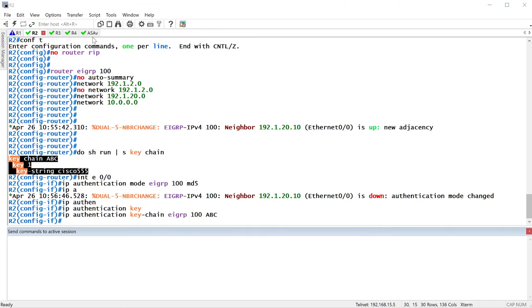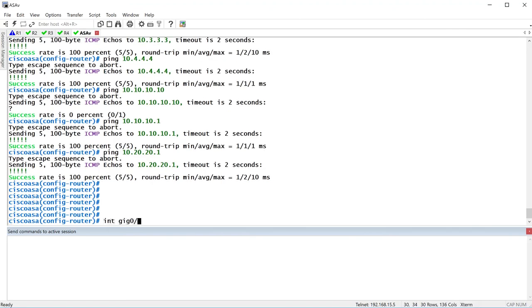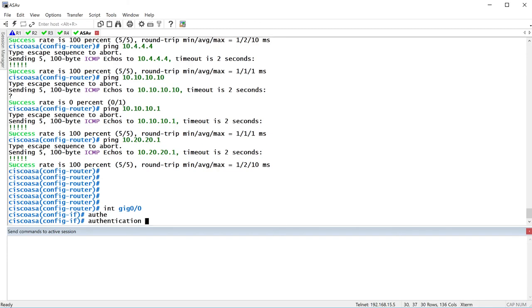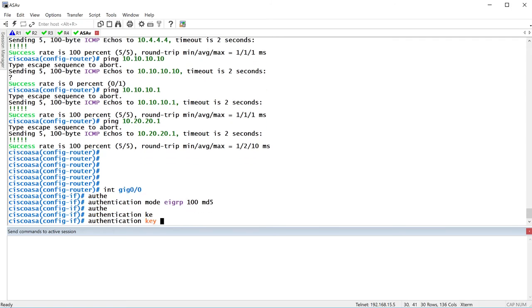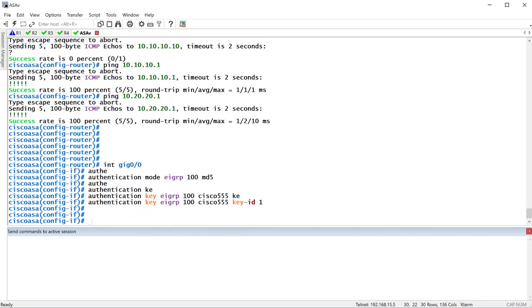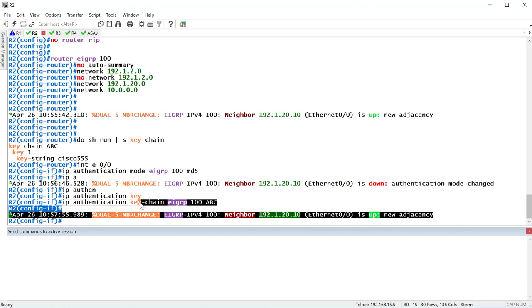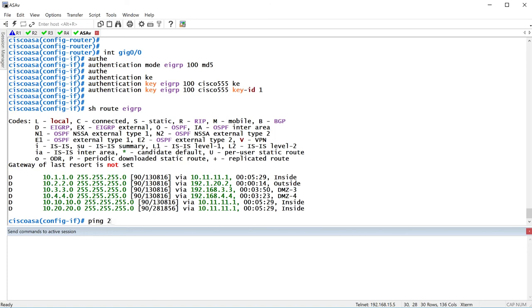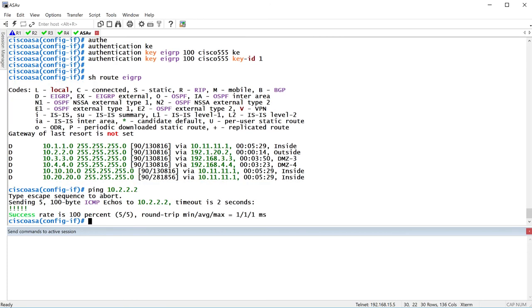Let's go ahead and do that on the ASA. How do I do it on the ASA? I'll go to the outside interface. There's no IP in the command because it is only IP based. Say authentication mode for EIGRP 100 is MD5. Authentication key for EIGRP 100 is Cisco 555. Key dash ID is 1. And this should bring my neighbor relationship up. You can see the neighbor came back up, and I should see all my EIGRP routes now over here as well as on the ASA. So 10.2, which I had lost the connectivity towards, is back up and running.